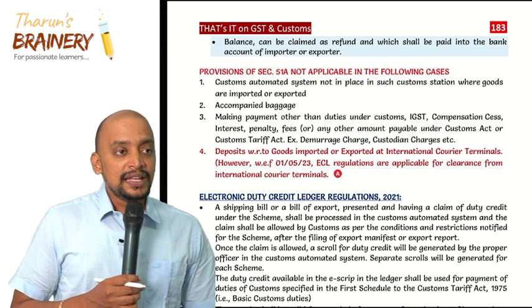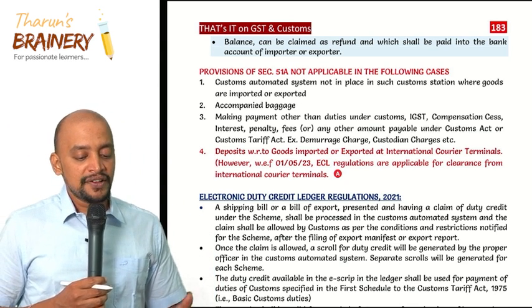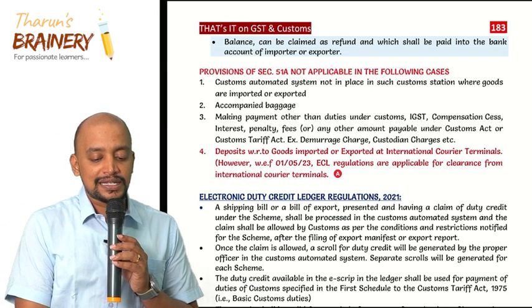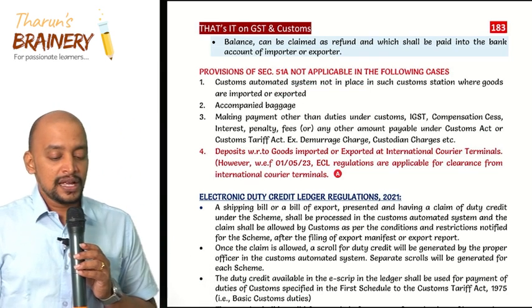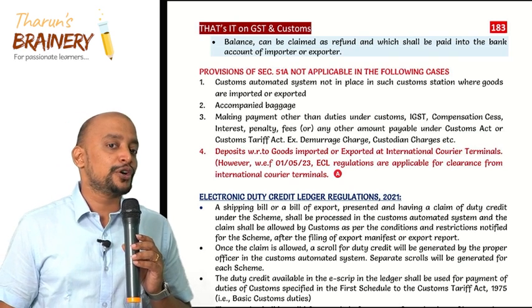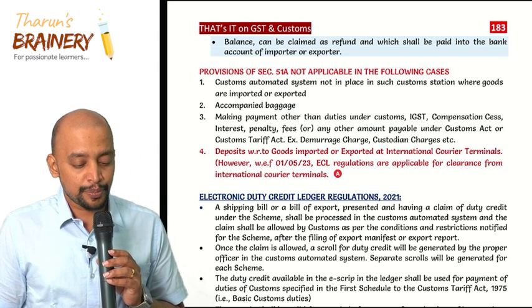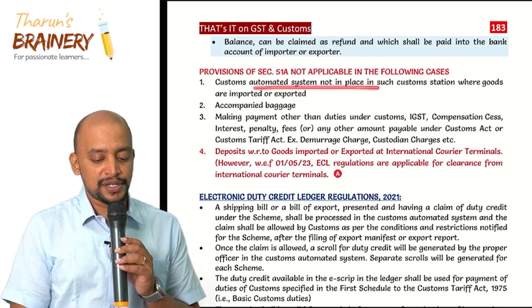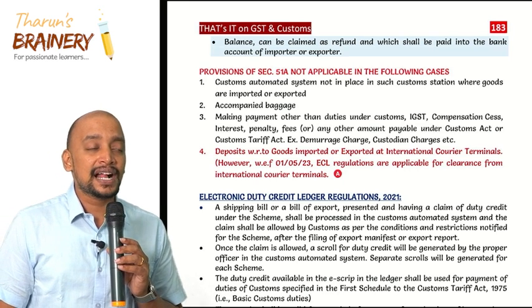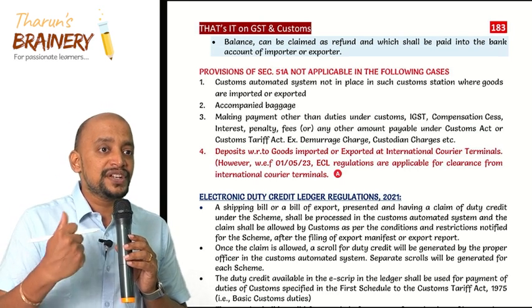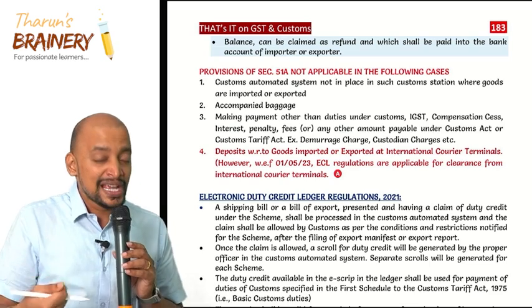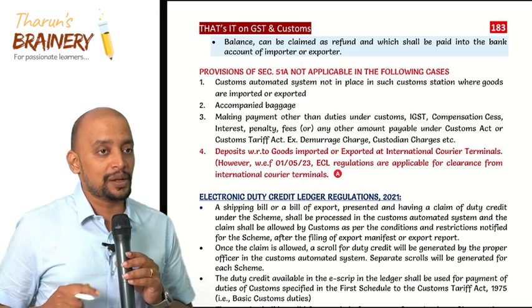Number one, those ports or airports where the customs automated system is not in place. So not every port or airport is automated. So those ports or airports where the customs automated system is not in place. Then accompanied baggage, a passenger who is bringing his luggage and that luggage contains some dutiable articles.